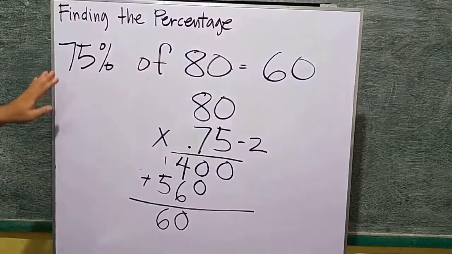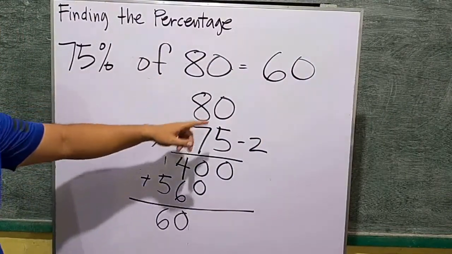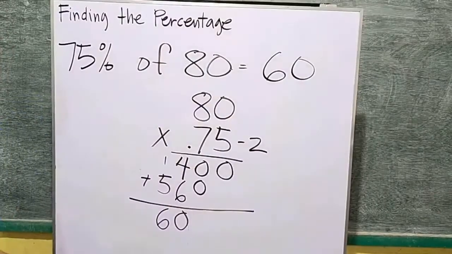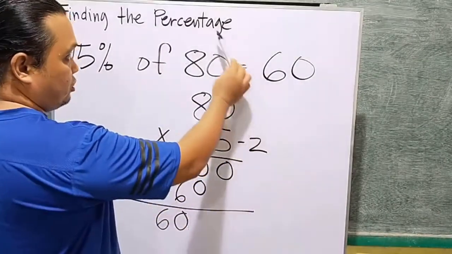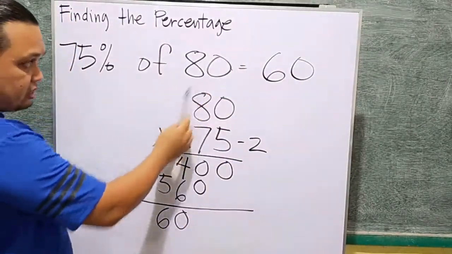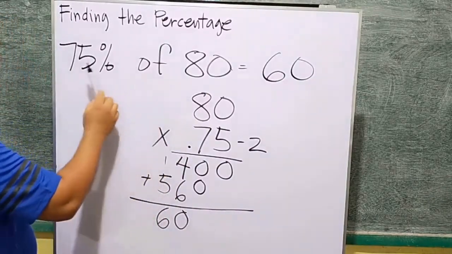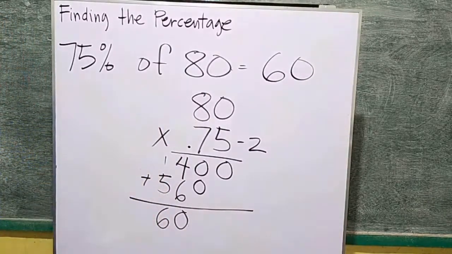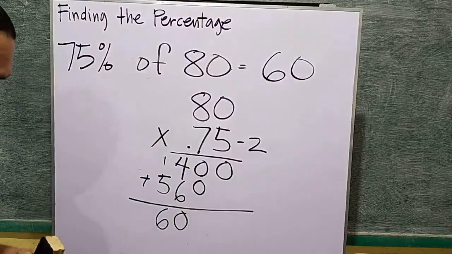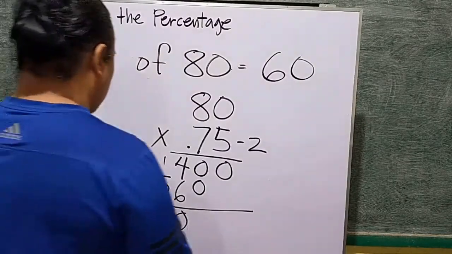What is 75% of 80? That's 60. Now 60 here is our percentage. 80 is our base, while 75% is our rate. Okay, so let's have some more examples.